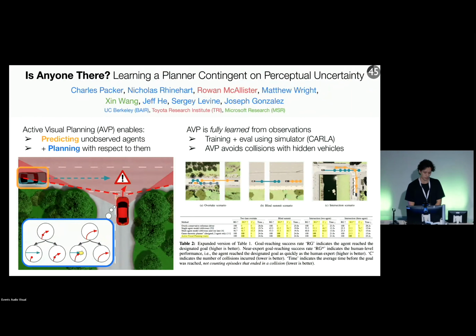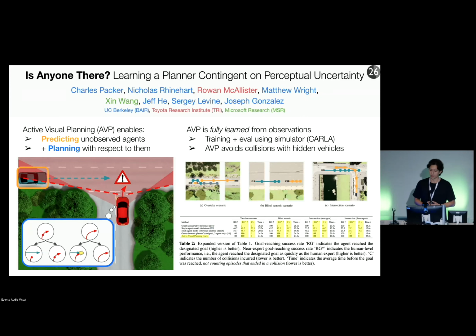So if you look at the bottom left, if you're the red car, you not only want to be able to predict that a car might exist outside of your occluded field of view, but you also want to be able to take action with respect to that. So for example, inching forward to increase your field of view, or perhaps slowing down in anticipation of a potential collision.